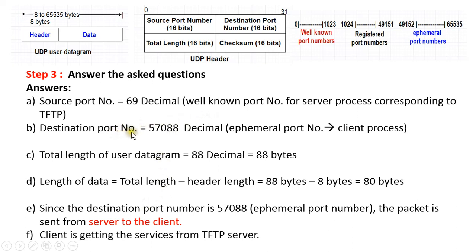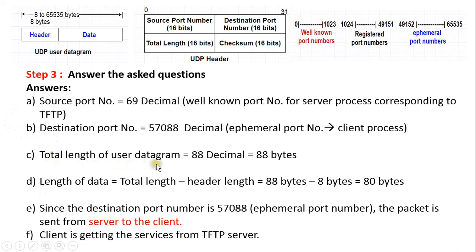The destination port number is calculated as 57088 in decimal, which is an ephemeral port number lying in the range from 49152 to 65535. And these ephemeral port numbers are the temporary port numbers or dynamic port numbers. They are usually allocated to the client process. So here the destination machine is having a client process and the source machine is having the server process, and thus the communication is taking place from server to the client.